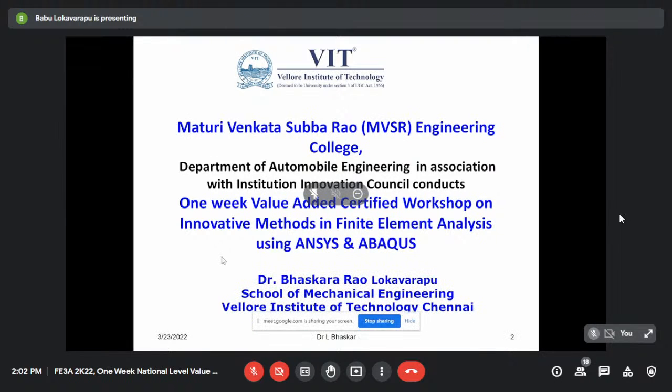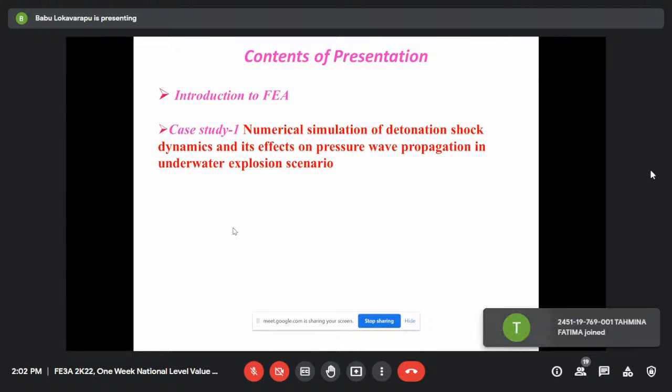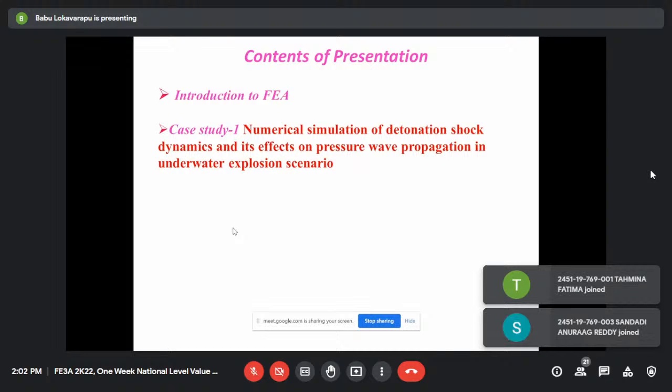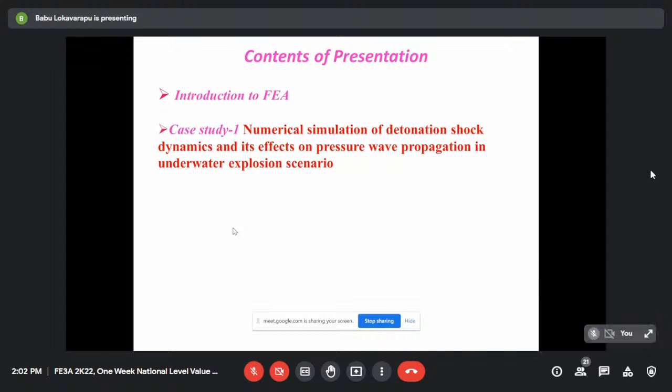In today's talk, I'll give just a brief introduction to finite element analysis, and I'll explain one case study where we are working currently in this project. We have completed one part of the study, and we are doing the second part. That case study I'll explain. This is mostly scientific, mostly R&D kind of project, but it is a very interesting project, so that you can also try in this area.